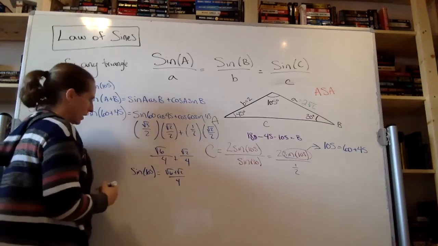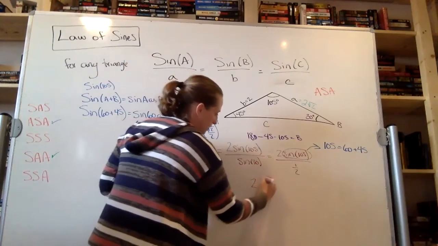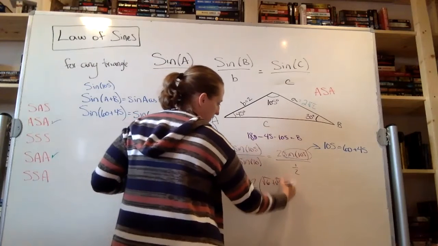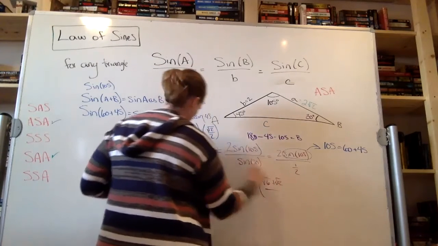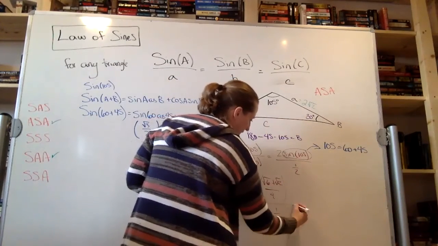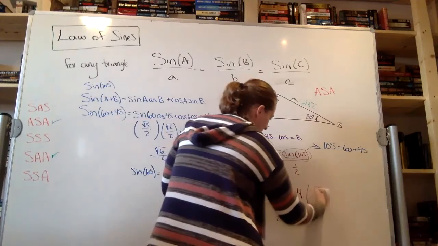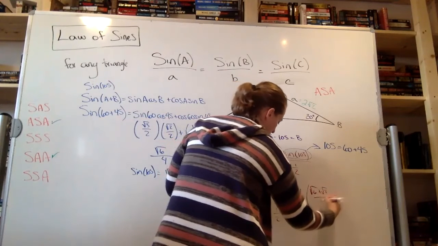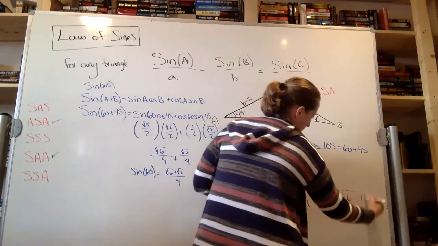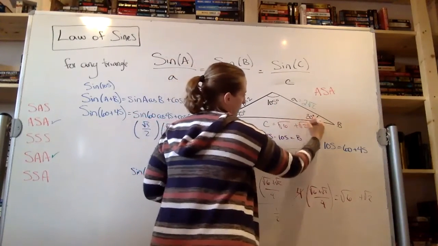Exactly. So coming back over here, we now know that C is equal to 2 times sine of 105, which is this nasty business, square root of 6 plus square root of 2 over 4, all over 1/2. Dividing by 1/2 is the same thing as multiplying by 2. 2 times 2 gives me 4 times square root of 6 plus square root of 2 over 4. So I've got a 4 on top and a 4 on bottom. So final answer, square root of 6 plus square root of 2. So our C is exactly square root of 6 plus square root of 2.